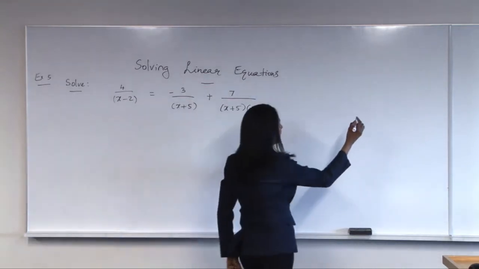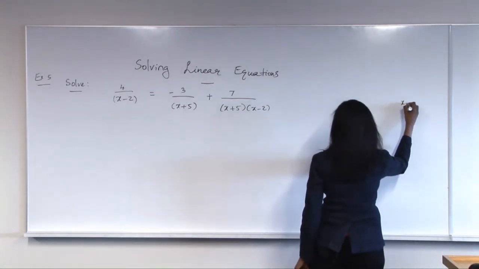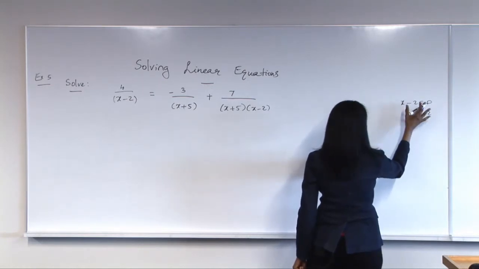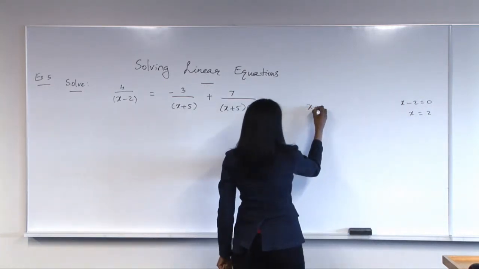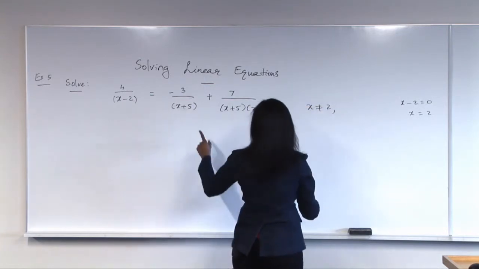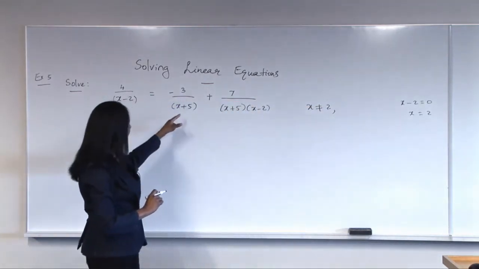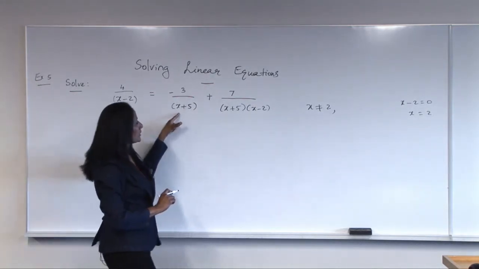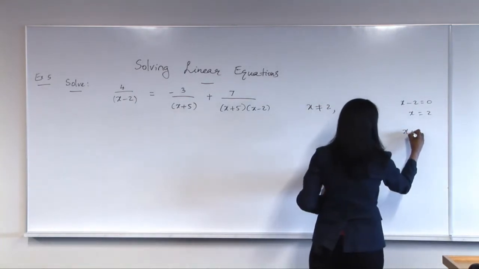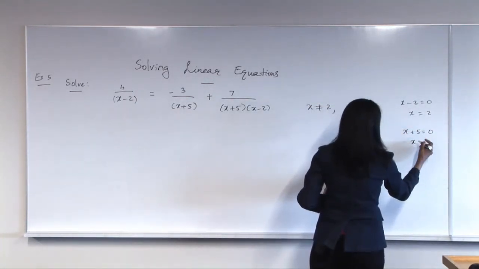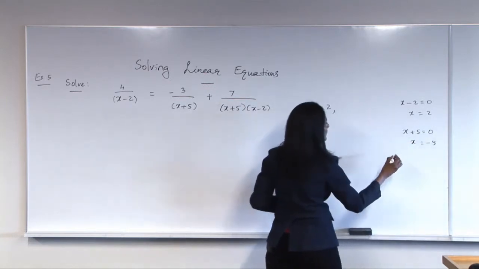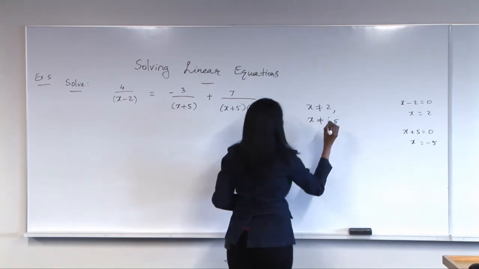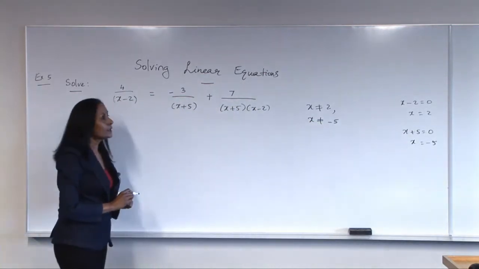If you don't see it immediately, like I said before, you can always set this to 0, and x is 2. So when x is 2, it will become 0. So we have to say x can't be 2. Are there any other numbers you see for which the denominator will become 0? So here again x plus 5. When you set this to 0 and subtract 5 from both sides, you get x is equal to negative 5. So x can't be negative 5. So x can't be 2, x can't be negative 5.